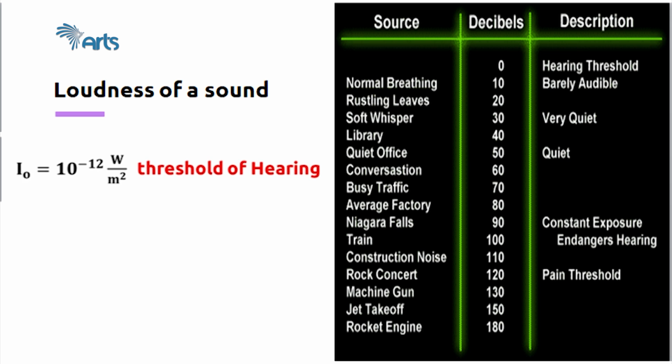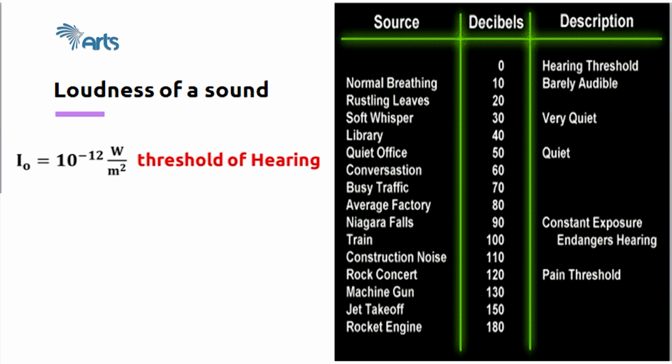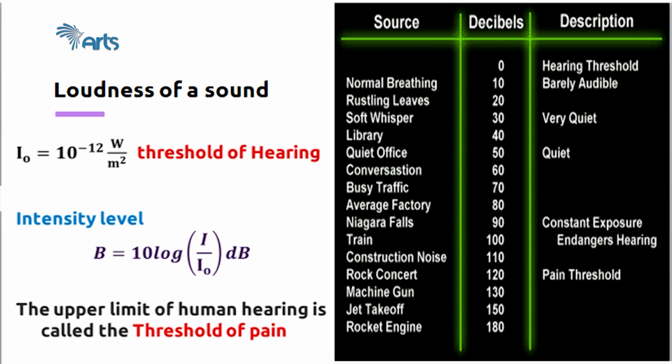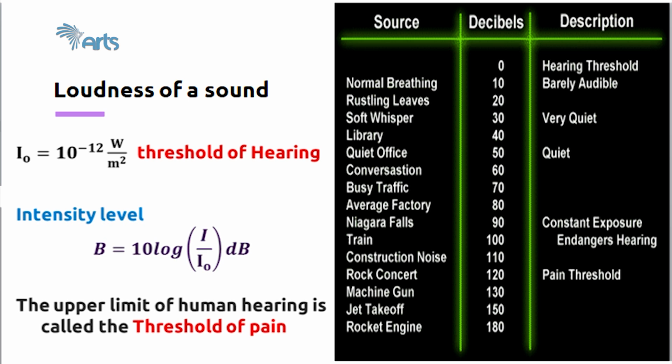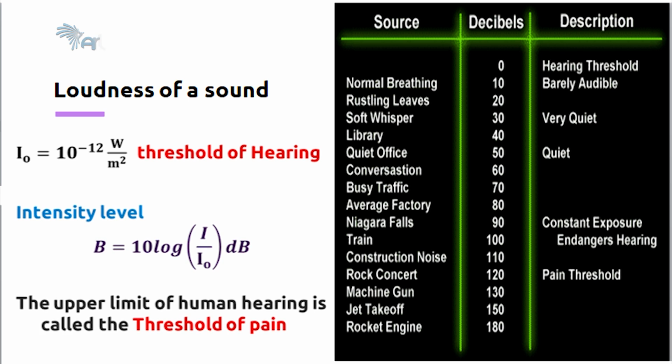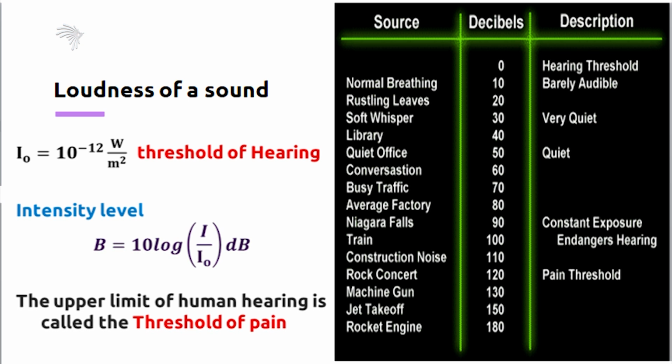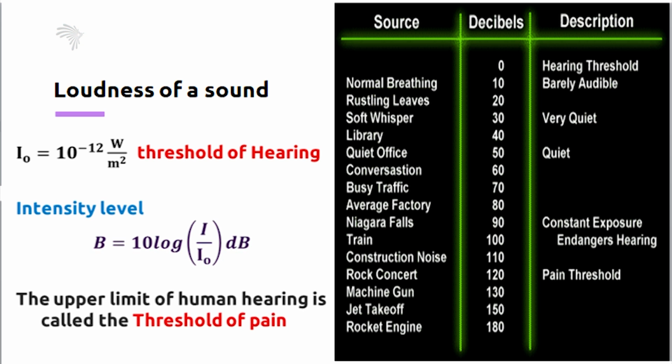A general rule of thumb for loudness is that the power must be increased by about a factor of 10 to sound twice as loud. The intensity level of a sound in decibels is given by B equals 10 times the logarithm of I over I naught. The upper limit of human hearing is called the threshold of pain. It's approximately 130 decibels for young people.